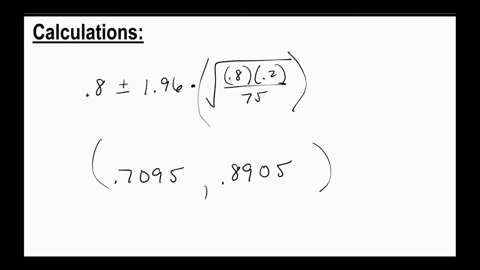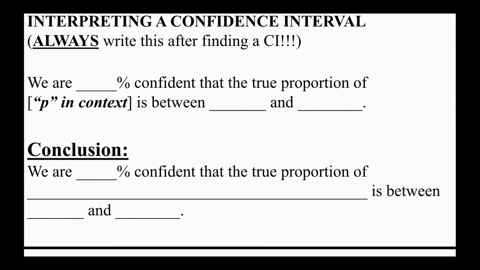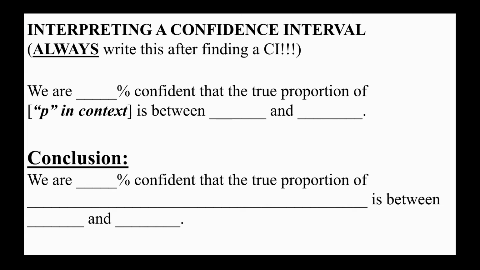We did our calculations and we got 0.7095 to 0.8905. Okay. What do those numbers mean? I have no clue, right? That's why we do a conclusion. So the last step we didn't cover yesterday was the conclusion. I've given you two sentence frames for the conclusion. We always do this one time we do a confidence interval. You always draw a conclusion, because the numbers don't mean anything until you've concluded them.